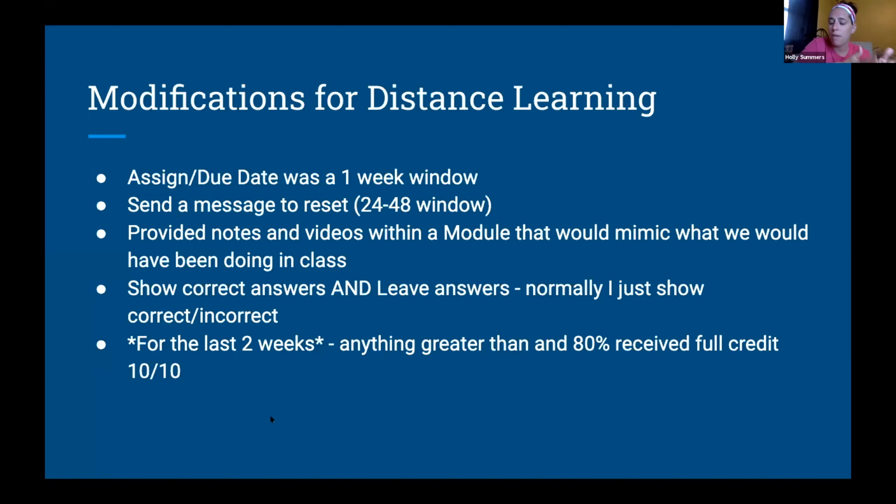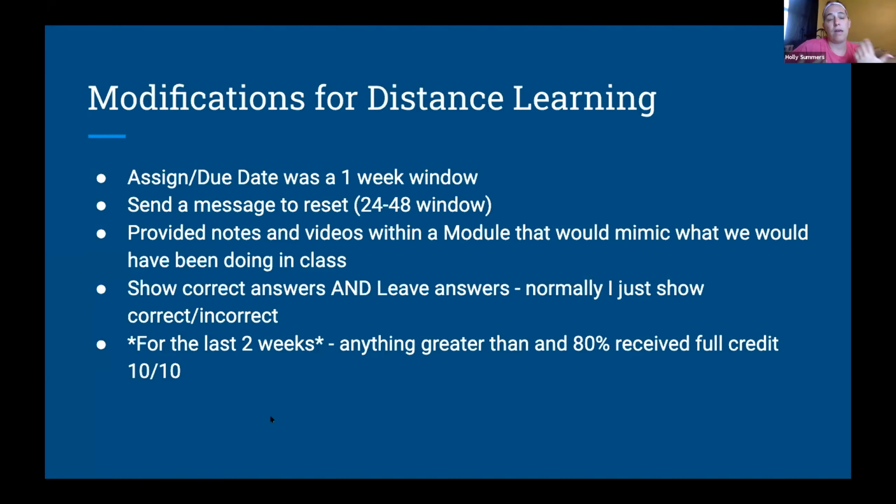So some of the ways I modified the way I use Edulastic from the regular traditional classroom to distance learning. I usually did a Tuesday, Thursday during the school year. During distance learning, I did a full week just to give people more time with that. If they wanted it reset, they had to send me a message through Canvas or email. And I usually told them that could be a 24 to 48 hour window, depending on how that worked. I did notes and videos within a module that would mimic what we would have done in class.